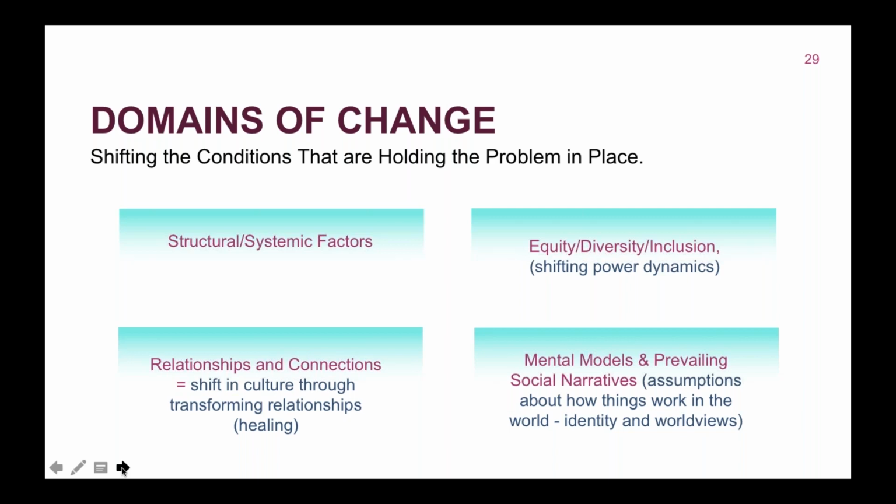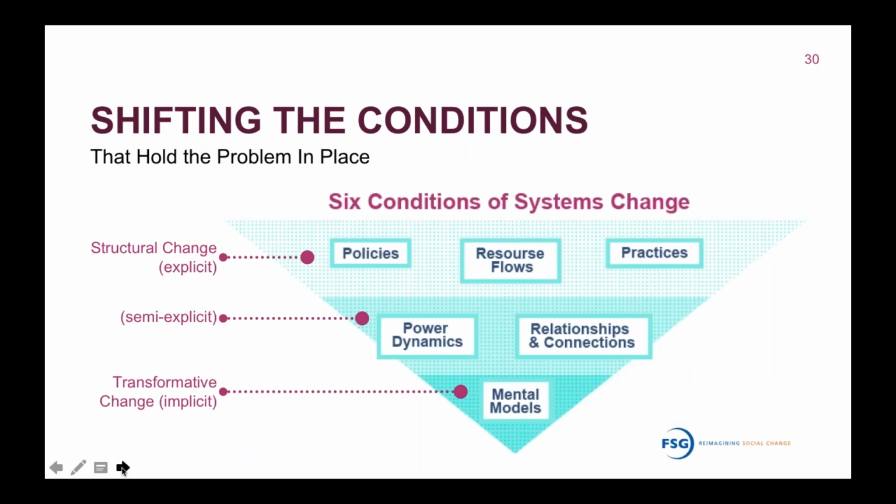We came up with our four domains by adapting the six conditions of systems change by FSG. They identified a framework of six conditions that hold complex social problems in place, and they range from explicit to semi-implicit and implicit. Much of the systems change management work in this module and future modules will tend to be more focused on the bottom three around the change management. However, all conditions are there and are interrelated.